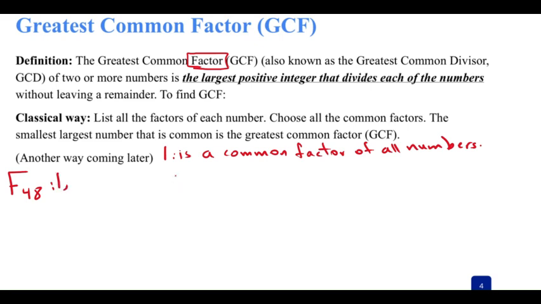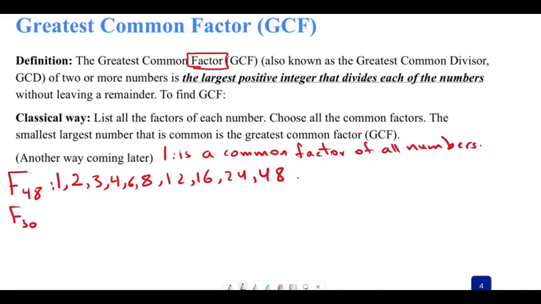Now, 48 is 1 times 48. And it's divisible by 2 because it ends with an even digit. It's 2 times 24. 4 plus 8 is 12, which is a multiple of 3, so it's divisible by 3. It's 3 times 16. It's divisible by 4 because it's 4 times 12. And finally, it is 6 times 8. So the factors are 1, 2, 3, 4, 6: 6 times 8, 4 times 12, 3 times 16, 2 times 24, and 1 times 48. These are all the factors of the number 48.